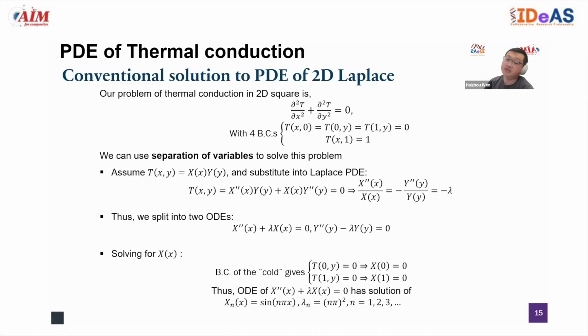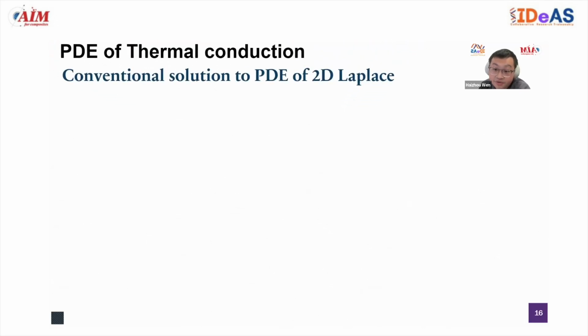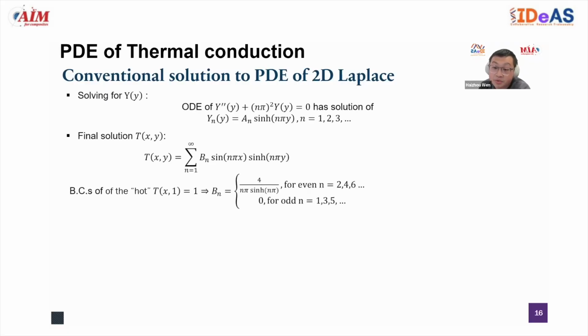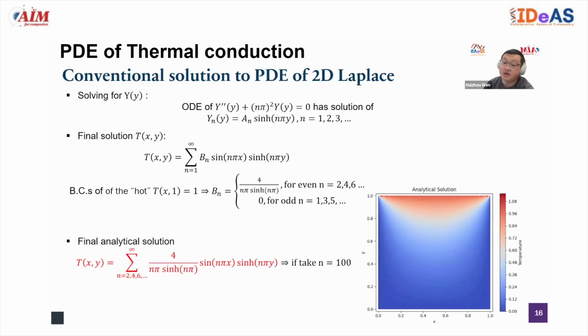Then we first solve the ODE for big X of x and get a solution in the form of a sine series. Then we move to solve for big Y of y. And when we put them together, we get an analytical solution in the form of a Fourier-like series. If we take like 50 even terms, which is n equals 100, for an approximate solution, the solution temperature should look like this. You can see how the temperature varies from the top hot boundary to the other three cold boundaries in this small 2D space.